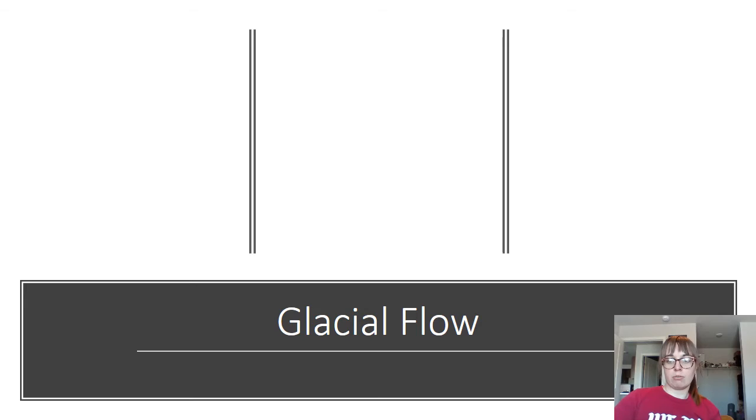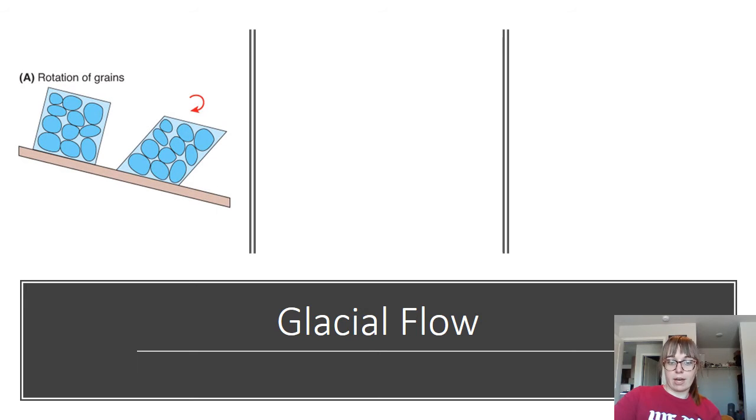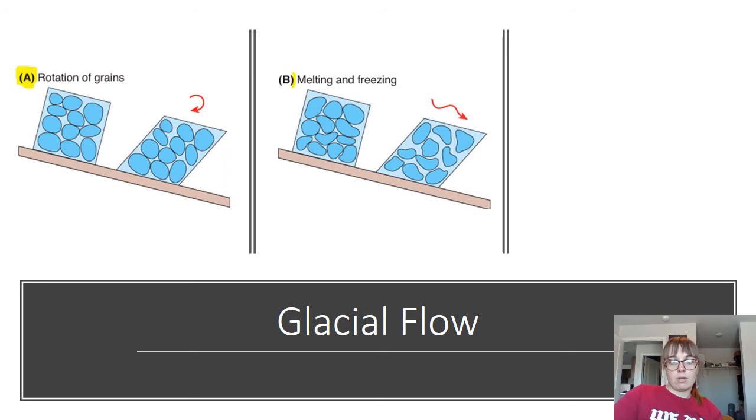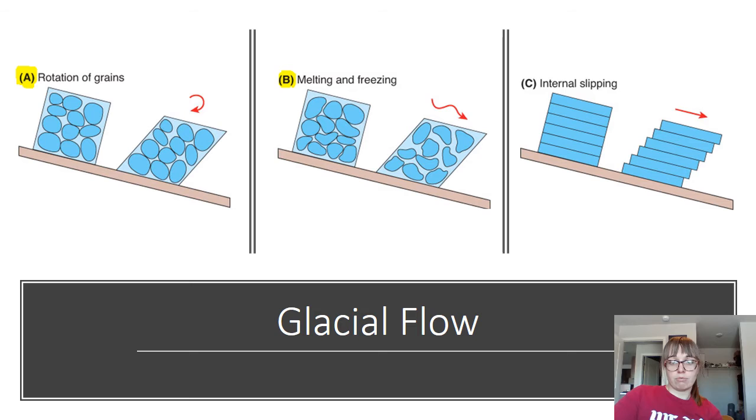Glacial ice flows in three ways. The first way that glacial ice moves or flows is through grain rotation. So you have grains of ice, and those grains get a little melty and they can rotate under the force of gravity. And so that grain rotation is resulting in glacial flow. We also have melting and refreezing occurring. So we have our ice, it melts, it slides downhill under the force of gravity and then refreezes. That's another way that glaciers flow.